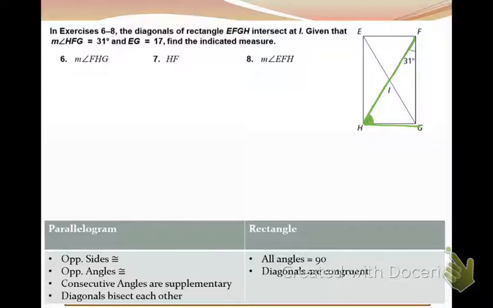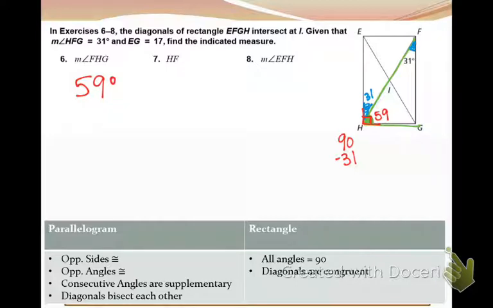You could just split it in half. If this angle is 31, what other angle is 31? That angle. Alternate interior angles. So this angle is also 31. What do I know about the angles of a rectangle? They add up to 90. So how can I figure out what the missing piece is? Subtract 31 from 90. So 90 minus 31, which is 59. So that means FHG is 59 degrees.